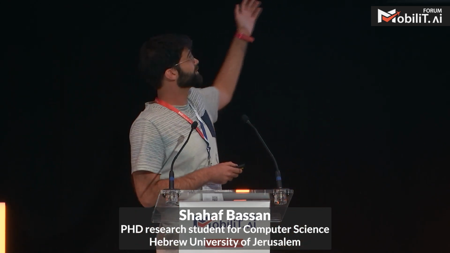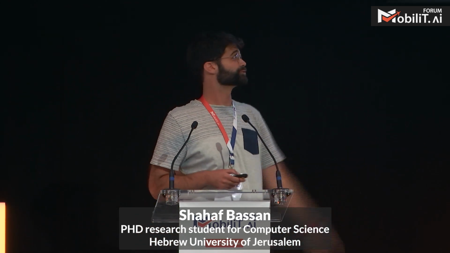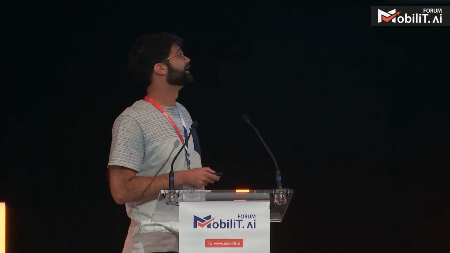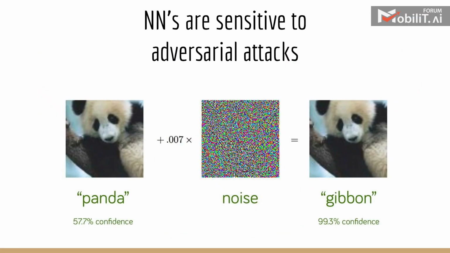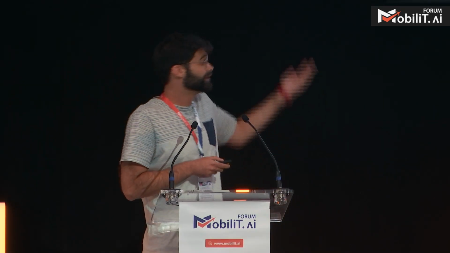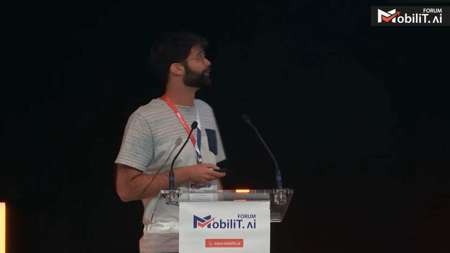Okay, so machine learning and neural networks are everywhere, as you all know. They are deployed in safety critical systems such as healthcare, autonomous driving, and in large language models such as ChatGPT that we all love, and many other models as well. Neural networks are also notoriously known to be sensitive to small input perturbations and adversarial attacks, and to exhibit many mistakes and errors.